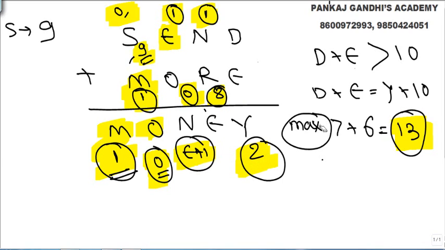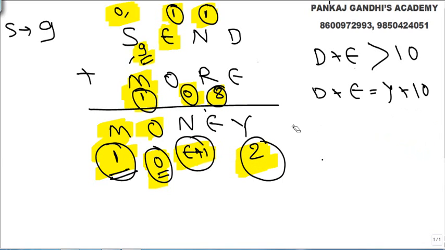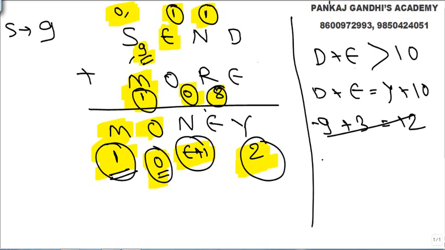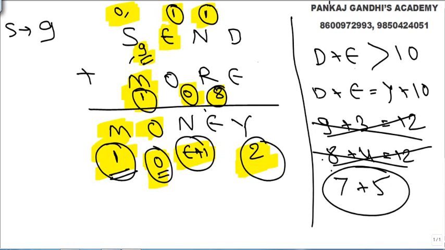Y compulsorily has to be 2. If Y is 2, this is not possible. Now how do we get Y value 2? It can be 9 plus 3, 12, but 9 is already gone. It can be 8 plus 4, 12, already 8 is gone. Possibility is 7 plus 5.